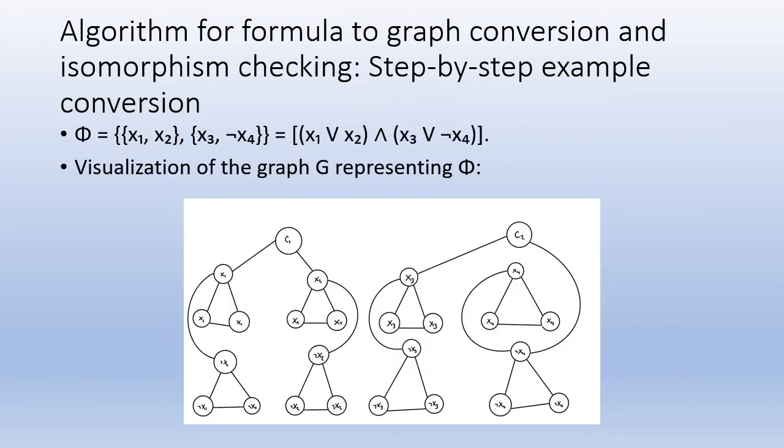In this slide, we see 3 different ways of representing a formula phi. First, the multiset view. We can view phi as a set containing 2 sets, the set containing x1 and x2 and the set containing x3 and not x4. Equivalently, we can say that phi is x1 or x2 and x3 or not x4. We have as well the visualization of the graph G representing phi.